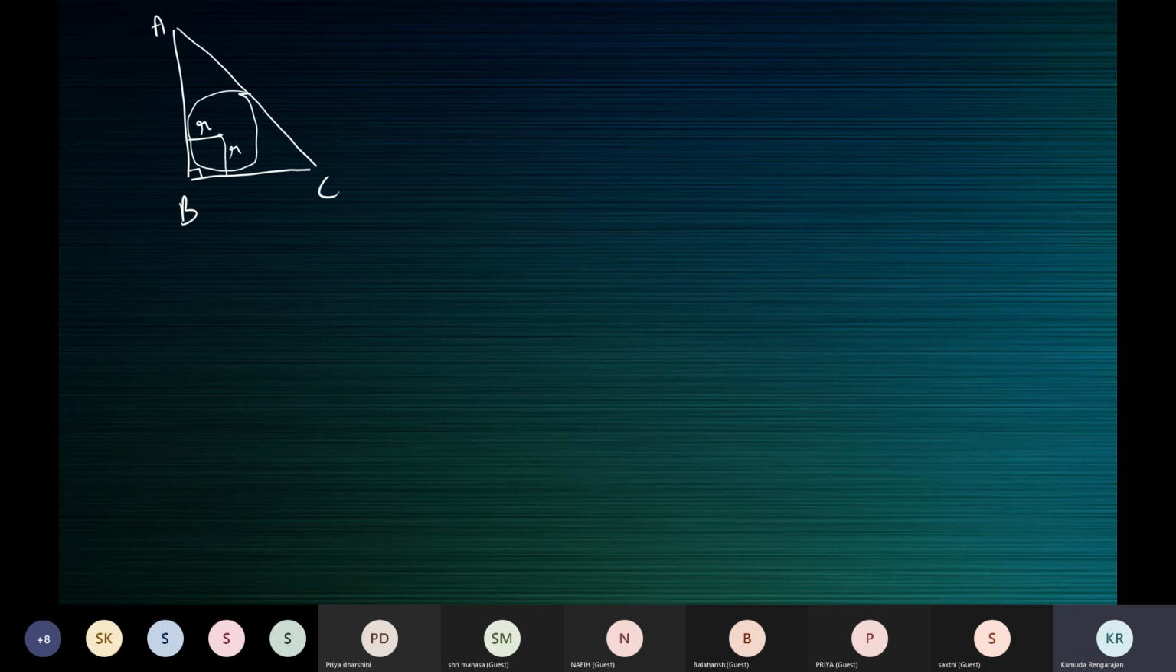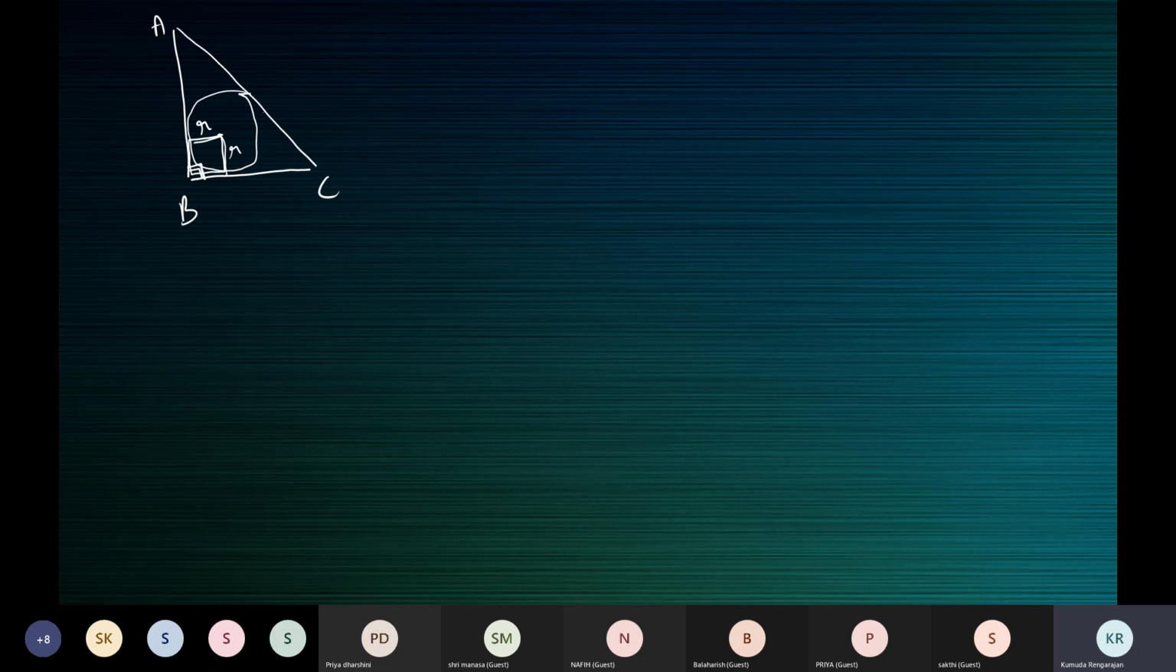The three sides AB, BC, and CA of the triangle ABC are tangential. They act as tangents to the circle. Now, the first thing we're going to do is prove that this quadrilateral is a square. How do we do this? We have done a similar one earlier.